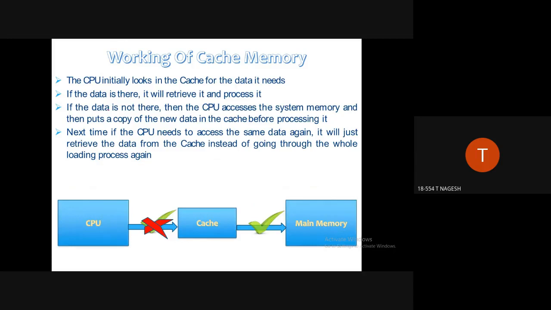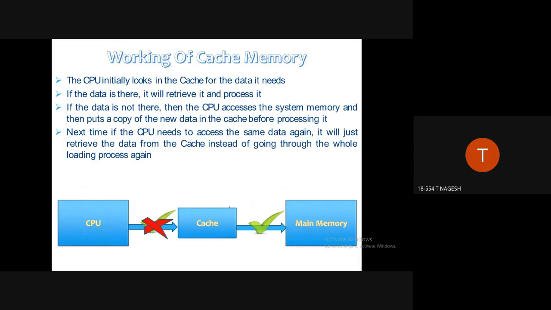But if the data is not there, then the CPU accesses the system memory and puts a copy of the new data in the cache memory before processing it. So what happens here: if the CPU does not find its required data in the cache memory, then it will access the main memory, where it will search for the required data or required instruction, we can say.